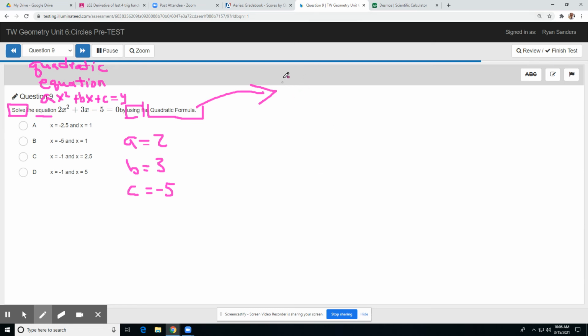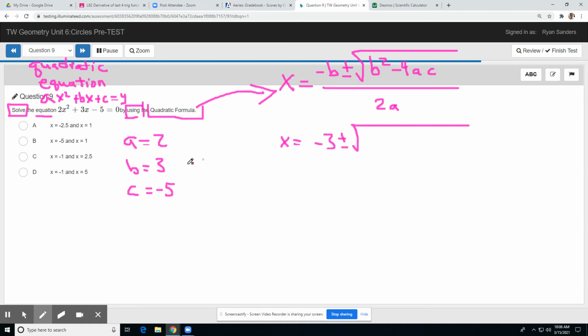And look it up if you need to, but try to memorize it. It's from Algebra 1. X equals negative b plus or minus the square root of b squared minus 4ac all over 2a. Plugging each one of these in and being careful about it. X equals negative b, negative 3, plus or minus the square root of b squared, 3 squared, minus 4 times a, which is 2, times c, which is negative 5, all over 2 times a, which is 2.